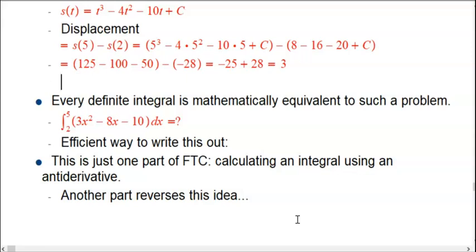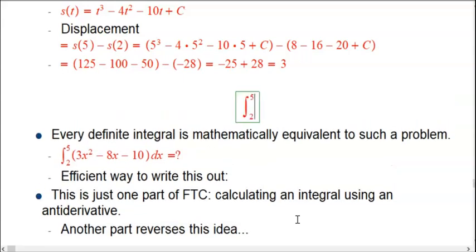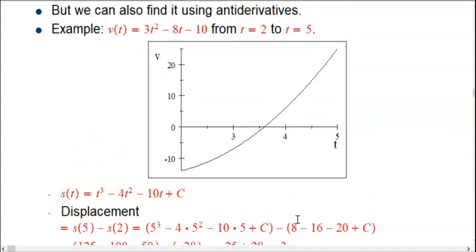So what do we got here? We found that we can say the integral from 2 to 5 of this function, 3t squared minus 8t minus 10, I keep miskeying that, sorry, dt, and that dt is going to be a very important operational part of the story here pretty soon.